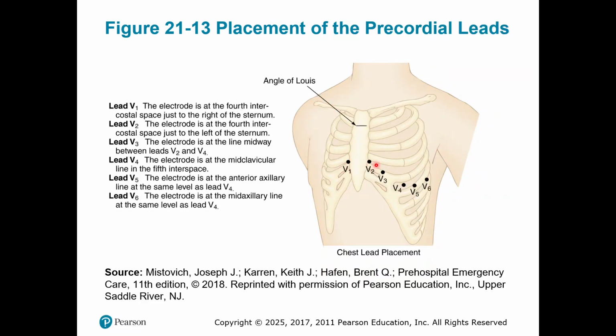Where that gets important though is when you start reading EKGs like a cardiologist, and you're looking at a bunch of different stuff, then placement can be very important. So we're talking V1, fourth intercostal space, V2. You can read this. I'm not going to sit here and read it to you. You can read it.